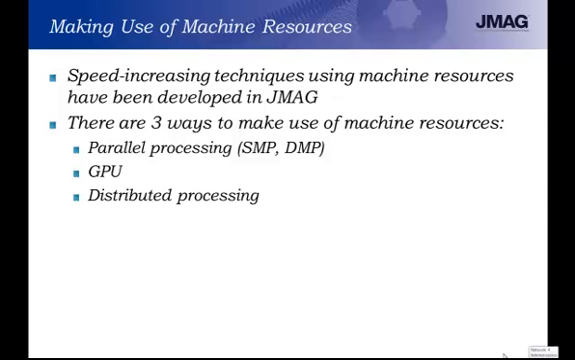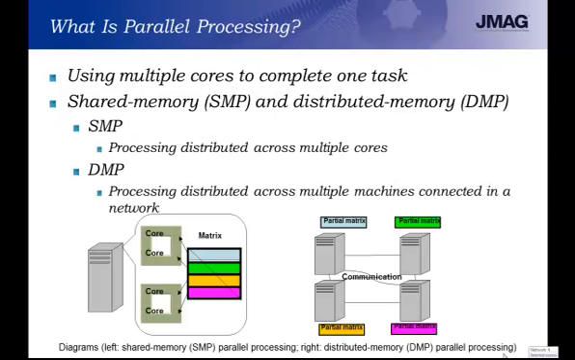So machine resources. Speed increasing techniques using machine resources have developed in JMAG. Currently, there are three main ways to make use of machine resources. These are parallel processing, GPU, and distributed processing. What is parallel processing? Well, parallel processing uses multiple cores to complete a single task.